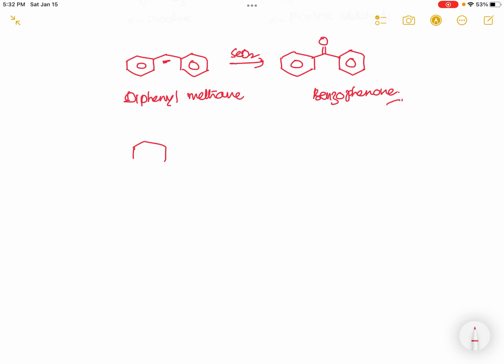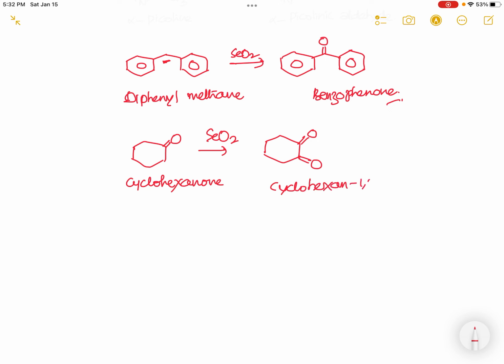If you are having a ring, cyclohexanone, when you are using selenium dioxide, it is giving you cyclohexane 1,2 dione.